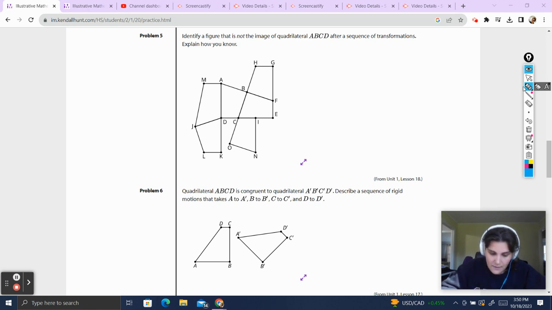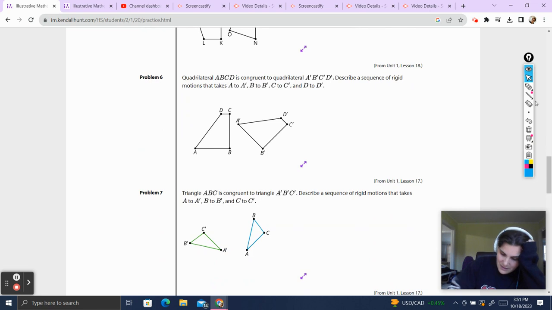Problem 5. Identify a figure that is not the image of quadrilateral ABCD after the sequence of transformations. Explain how you know. Well, a sequence of transformations is going to give us a congruent figure. And a figure that I see is not congruent is this big figure right here. He is much larger than ABCD and will not have a sequence of transformations that brings him over. So that's my answer.